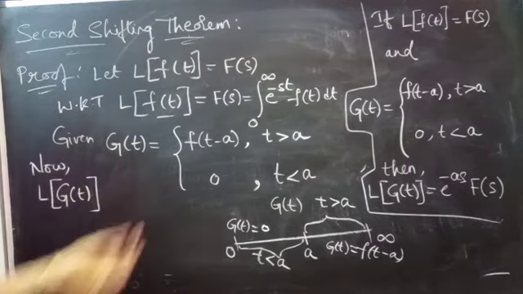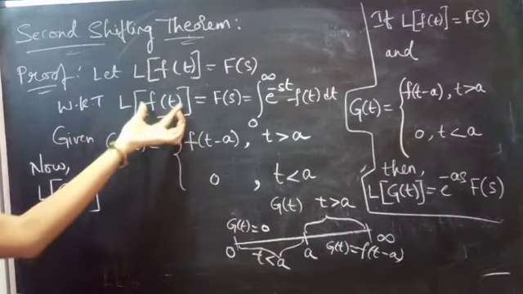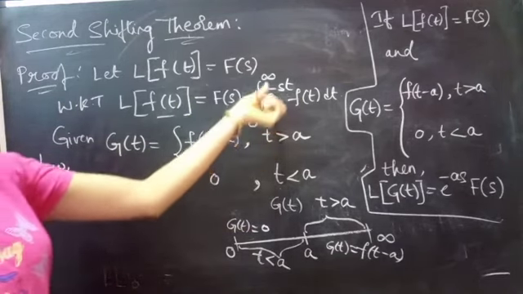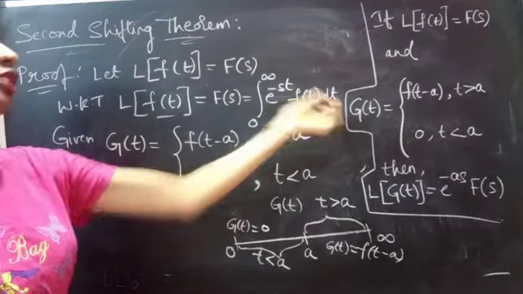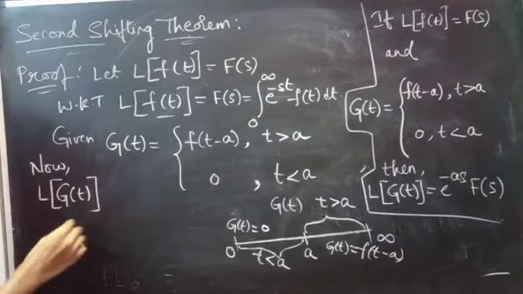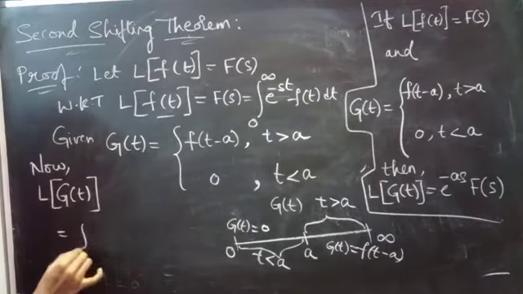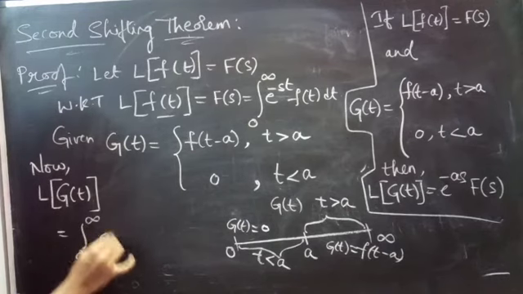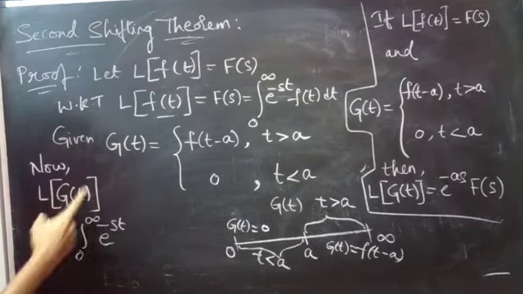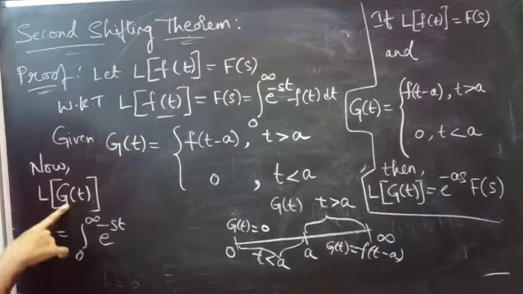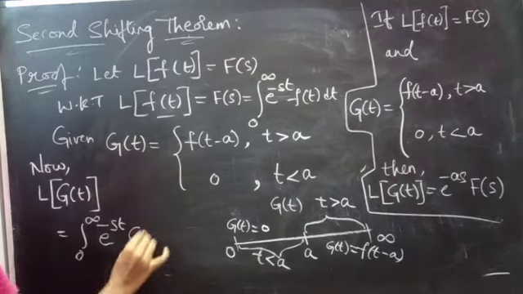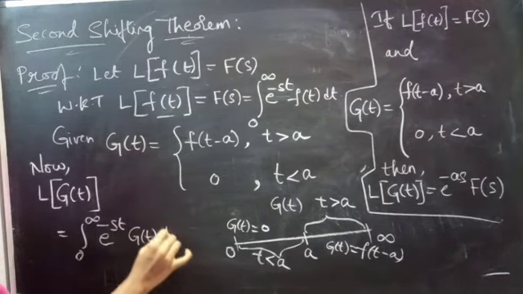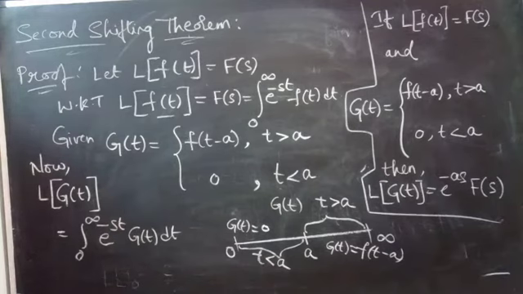Now coming to the formula, L of some function equals the integral 0 to infinity of e power minus st into that function into dt. So you can write it as the integral from 0 to infinity of e power minus st into the given function, which is g of t, into dt.